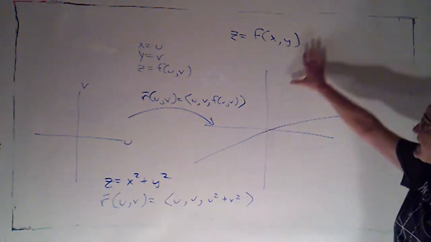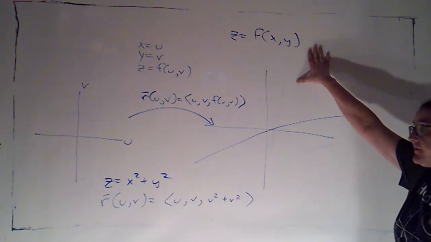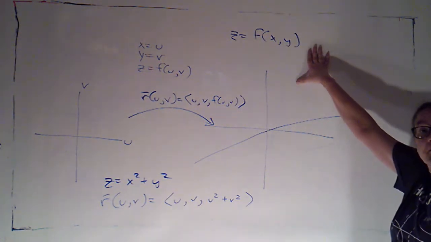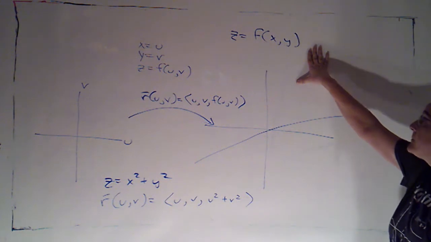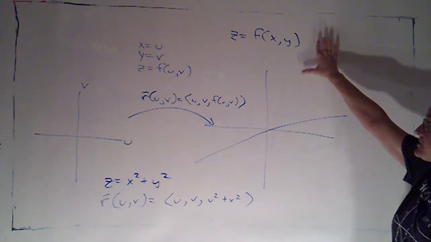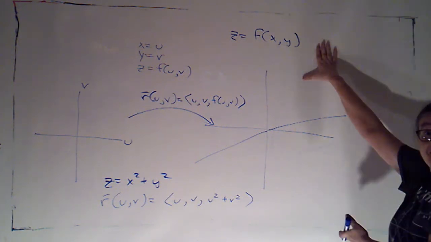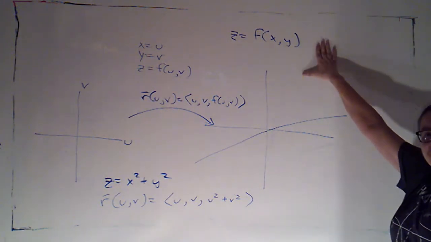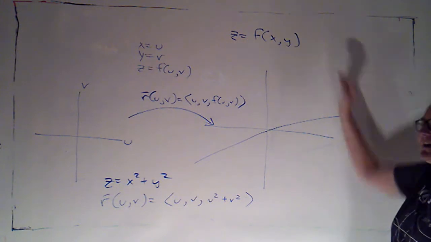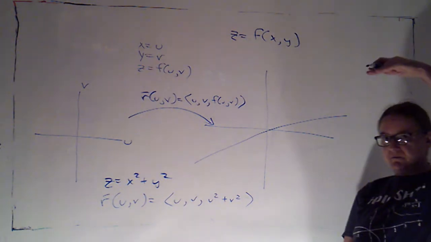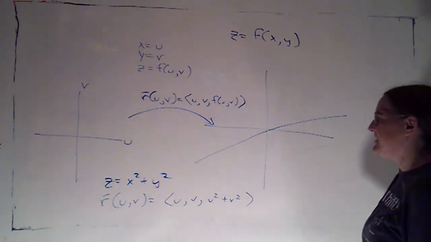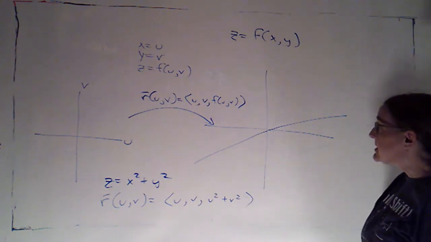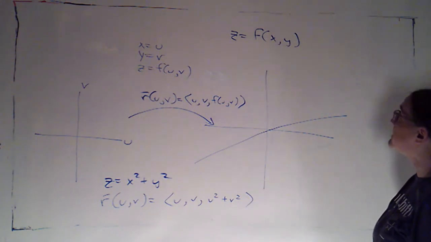So if I already have a function that describes my surface, I can use that to come up with a parameterization. Now, this is going to be limited to surfaces that pass the vertical line test. The sphere is not the graph of a function of x and y because it fails the vertical line test. A point x, y would have more than one z value associated with it. But this is a very nice way of describing things.